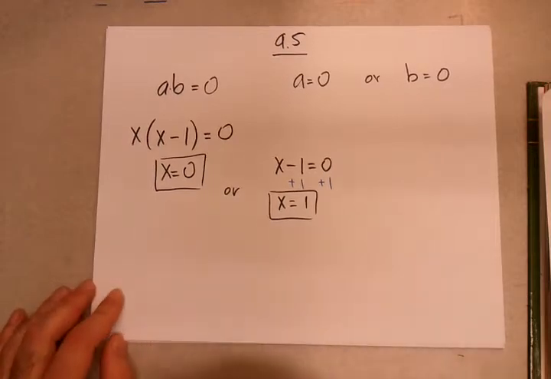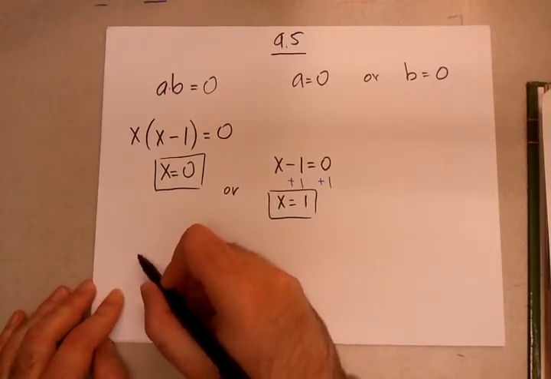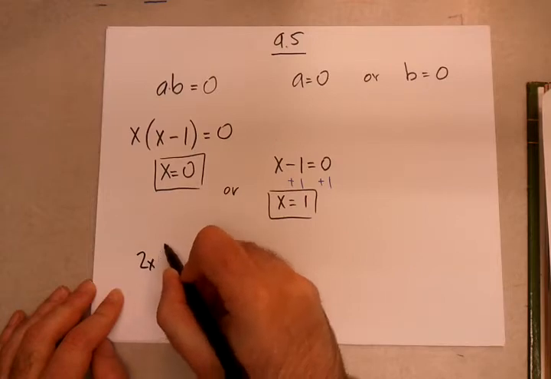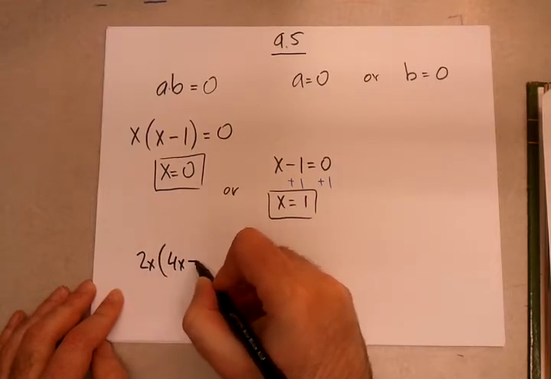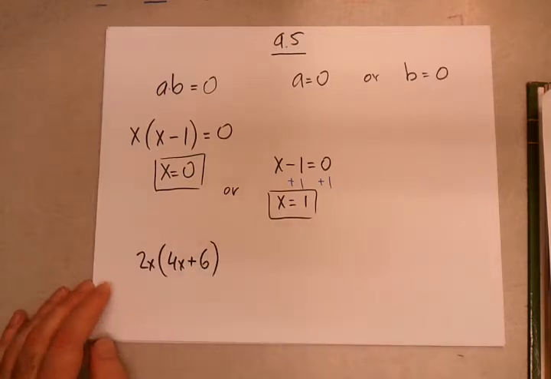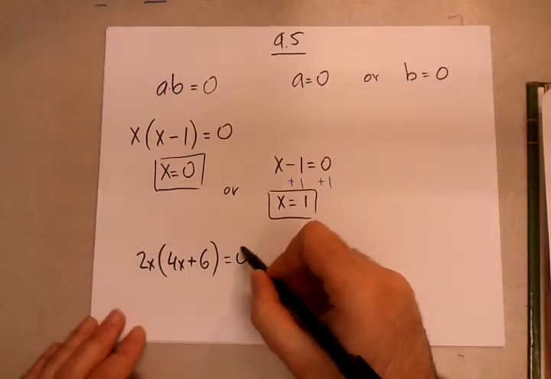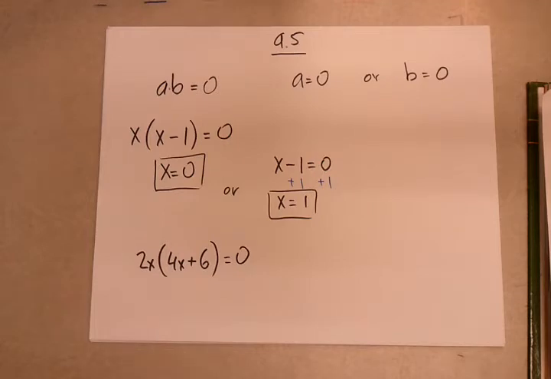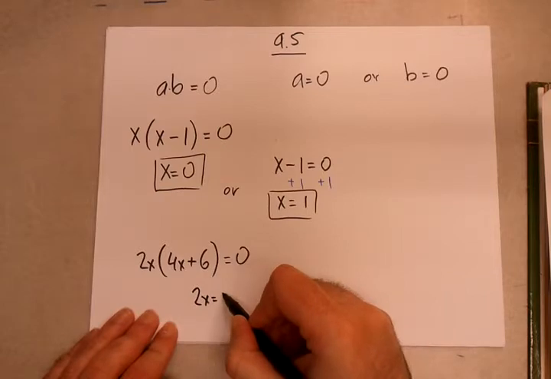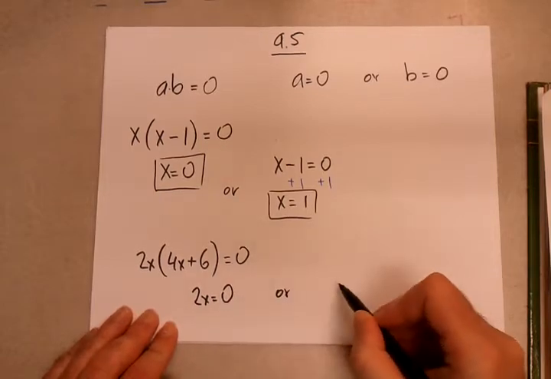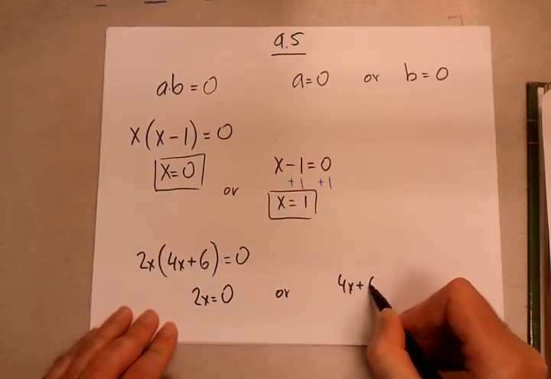So let's do another quick example here. Let's say I have 2x times, I don't know, 4x plus 6 equals 0. Same rule applies. Either the 2x or the 4x plus 6 has to equal 0 in order for this statement to be true. So once again, you can say that either the 2x is 0 or the 4x plus 6 is 0.